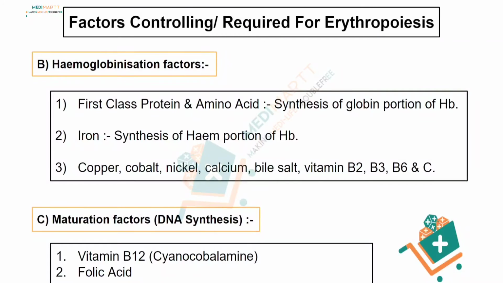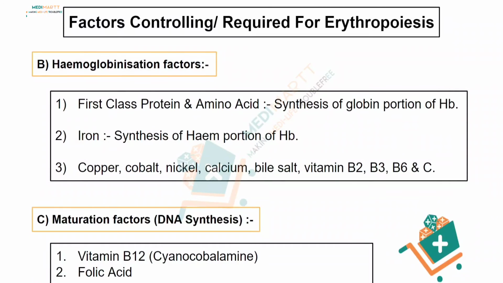First class protein and amino acids help in the synthesis of the globin portion of the hemoglobin, as in the hemoglobin there are two portions, the heme and the globin portion. The iron helps in the synthesis of the heme portion of the hemoglobin. So this heme and the globin together form the hemoglobin. Now copper, cobalt, nickel, calcium, bile salt, vitamin B2, B3, B6, and vitamin C also help as hemoglobinization factors, and these are required for erythropoiesis.